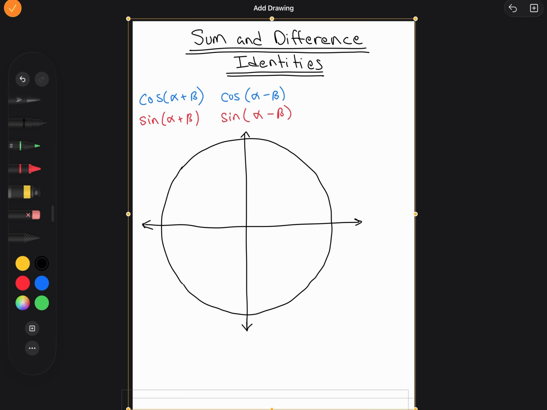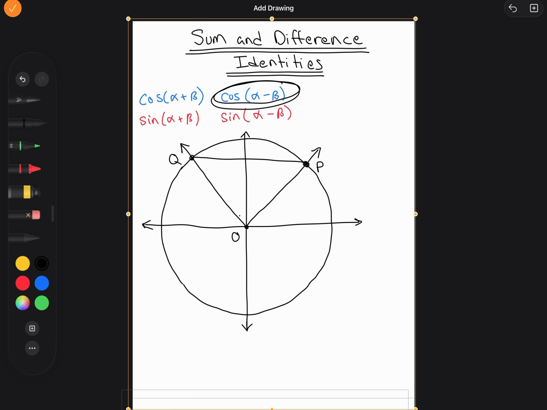So the way we're going to first start is to derive cosine alpha minus beta, because this is going to allow us to get the other ones. So our first step is using the unit circle. We're going to draw a line here, this point being P, and we're going to draw another line. It's going to be Q. And we can connect these two to make a triangle, and this will be point O.